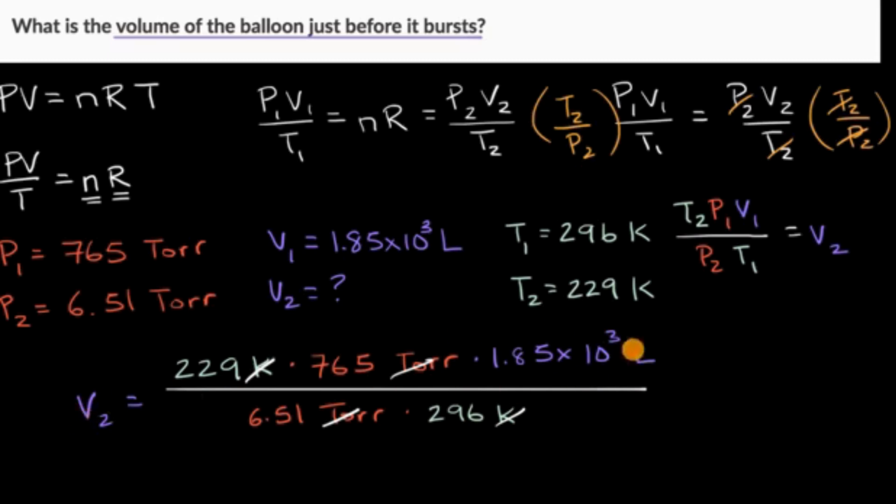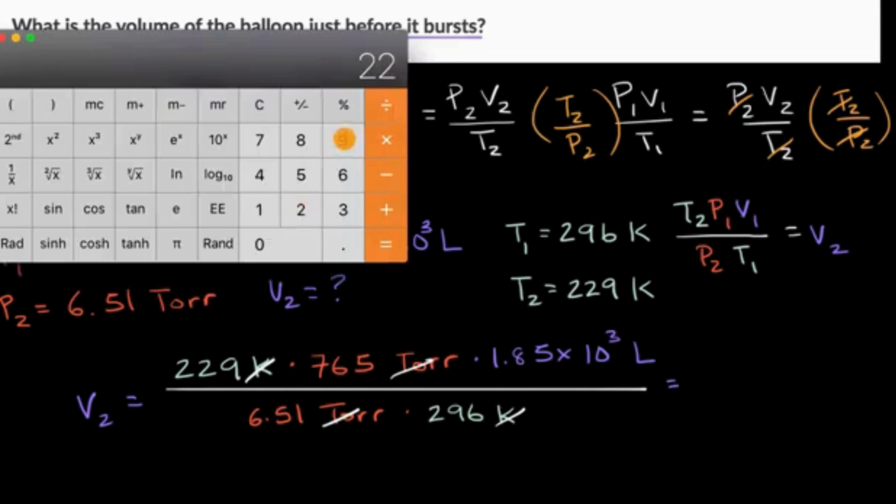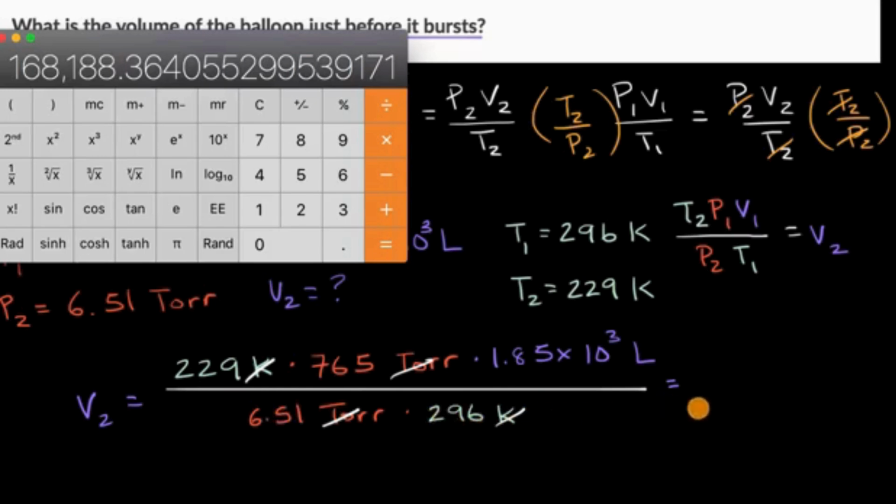So this is going to be equal to 229 times 765 times 1.85 times 10 to the third divided by 6.51 divided by 296 is equal to this business right over here. Let's see, we have 3 significant digits here, 3 significant digits here, 3 here, 3 here, and 3 there. So our answer is going to have 3 significant figures. So if we round, it's going to be 168,000. And so we could just write that as 168,000 liters.